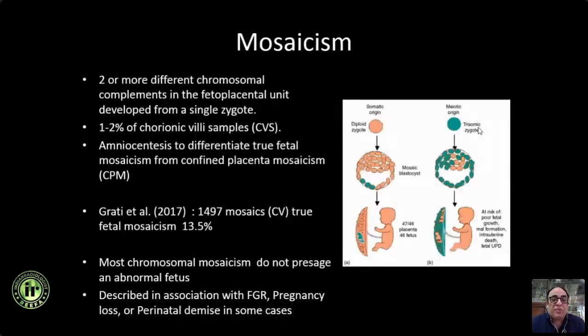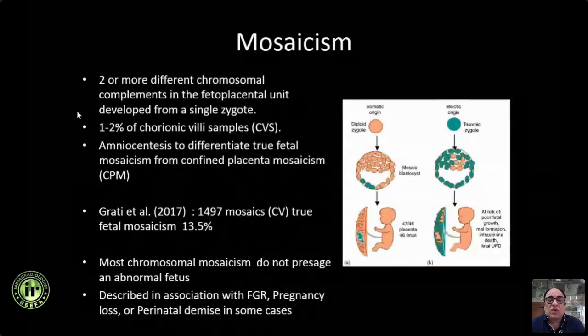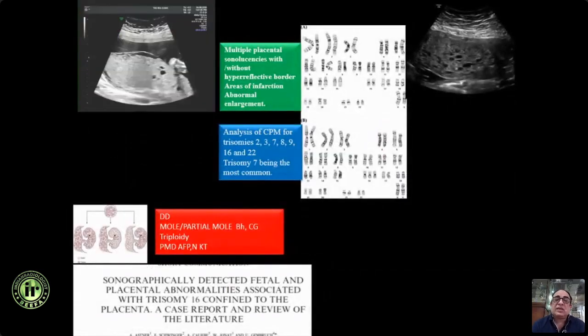Now, the other problem that we commonly face is mosaicism, especially in CVS. We know that we can get a mixed cell line, and sometimes you need to differentiate a confined placental mosaic from a true fetal mosaicism. And the only way to get out of that is to repeat an amniocentesis if you've got a mosaic cell line. If it's a true mosaic, then these fetuses are at high risk for fetal growth restriction and unknown pregnancy losses. So these are some of the indicators.